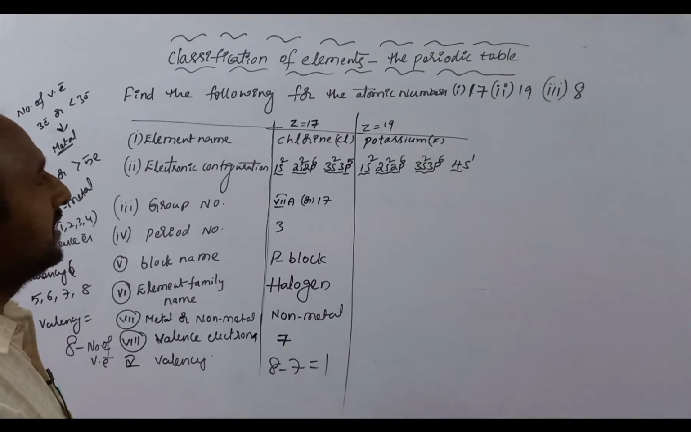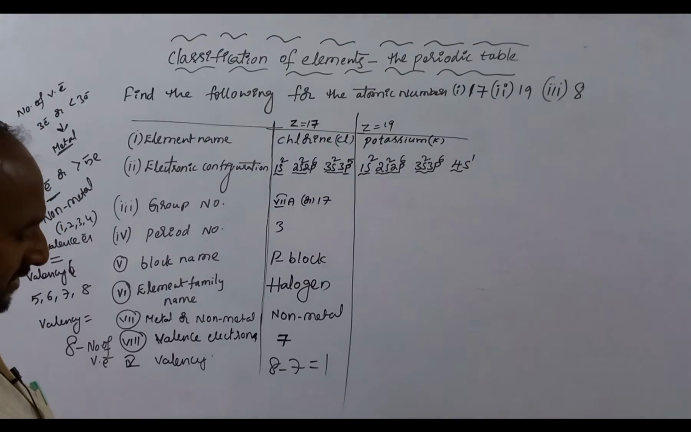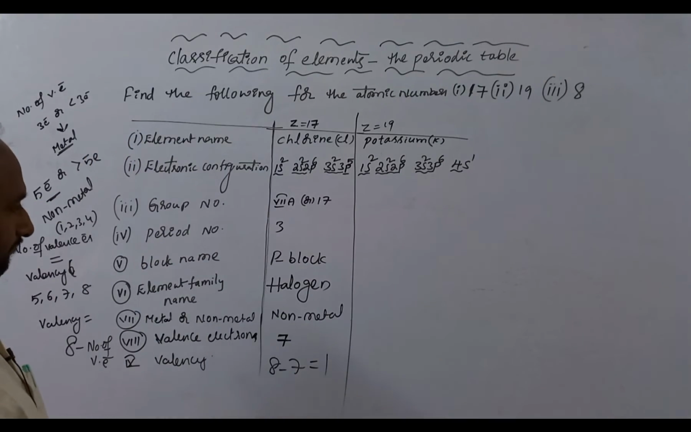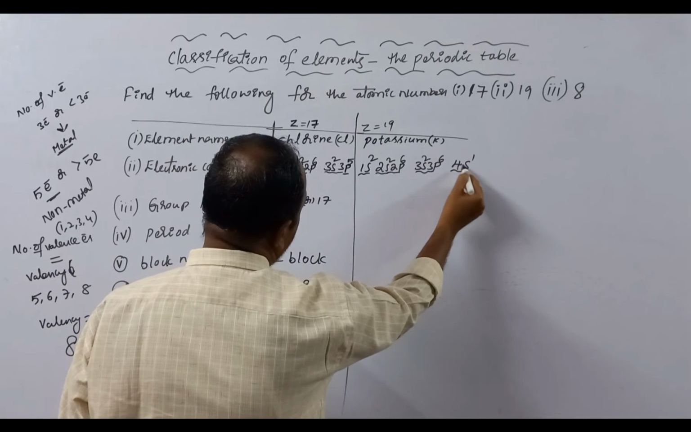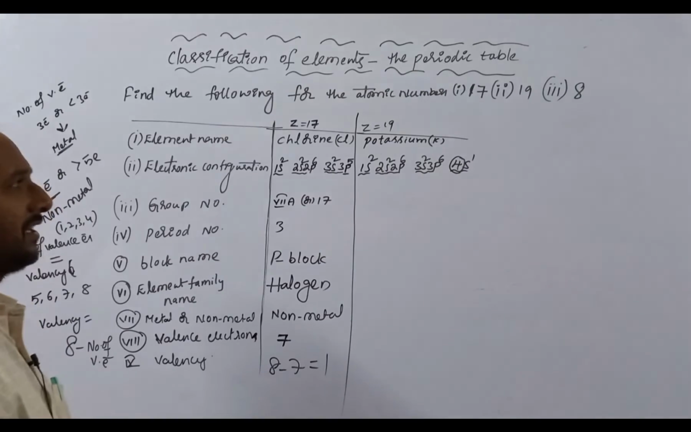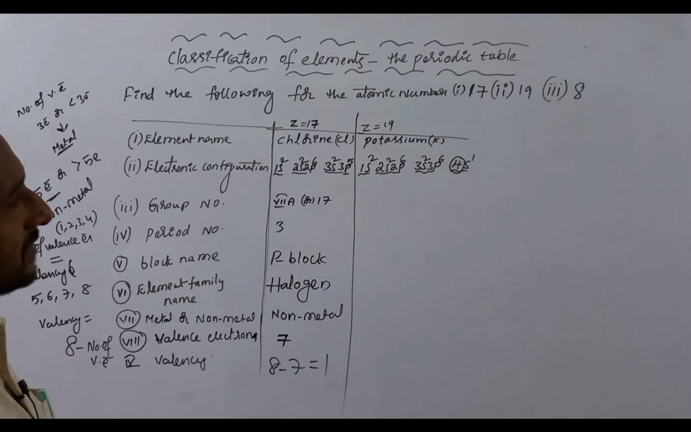So for the 19th element we are going to write these properties. First we find valence electrons. The valency shell is this, the fourth shell, the final shell. In the final shell there is only one electron.